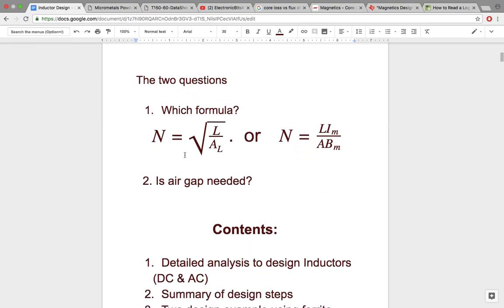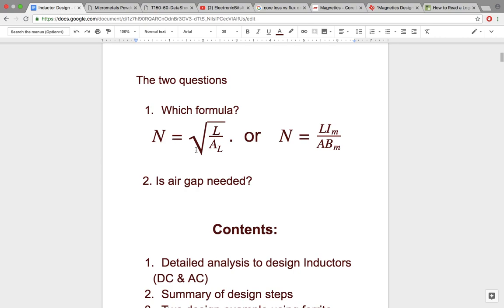There were two questions which I was really troubled by when I was designing my first inductor in undergraduate. The first question is which formula to choose for calculating the number of turns required for making an inductor. There is one formula which is given by the AL value and one formula which we have derived from Ampere's law. So which one to choose?